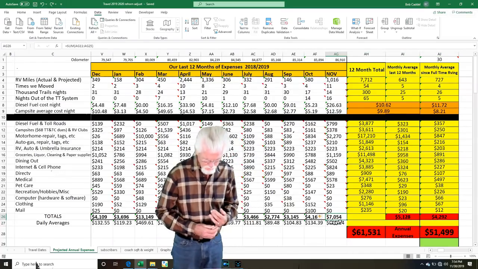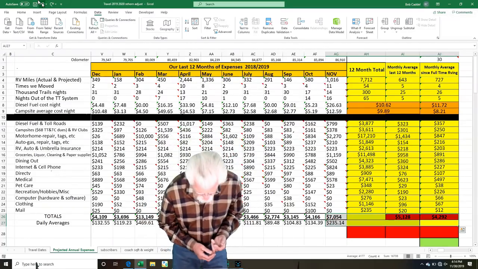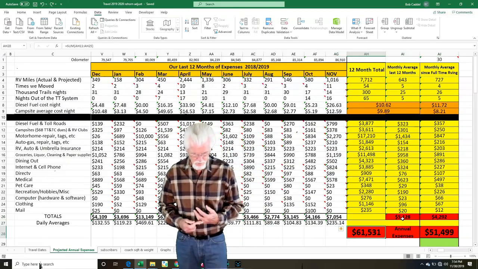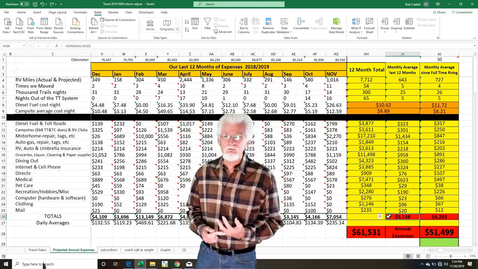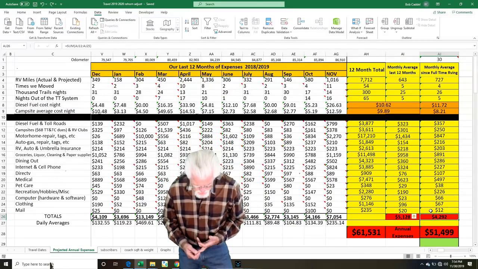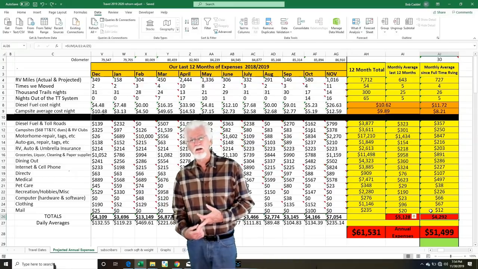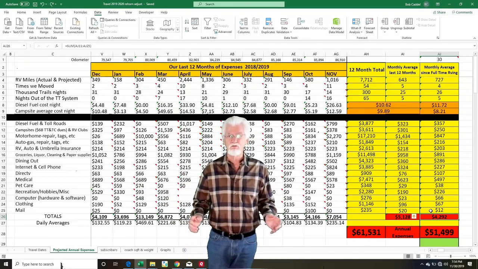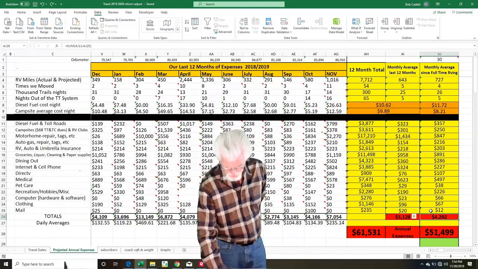So for the month of November, we spent $7,000, $235 a day. The last 12 months, we're averaging $5,123, and for the 30 months, $4,292 per month for our RV adventure. And as you can see, that's a pretty good difference.